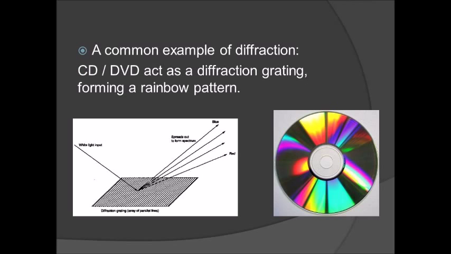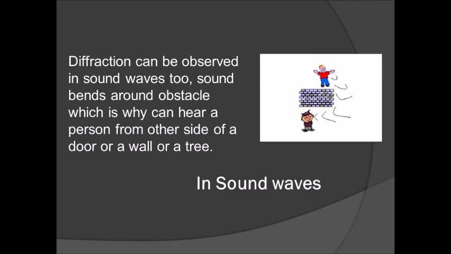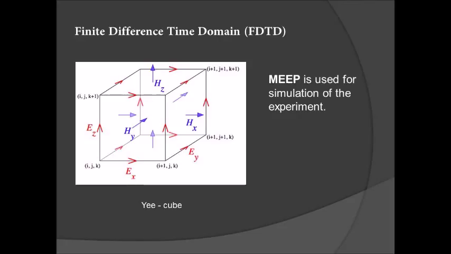A common example of diffraction is observed in CDs and DVDs where it acts as a diffraction grating, forming a rainbow-like pattern. Another example of diffraction is in sound waves as they bend around an obstacle. FDTD, finite difference time domain, is a numerical analysis technique used for computational electrodynamics and can cover a wide range of frequency because it's a time domain method.